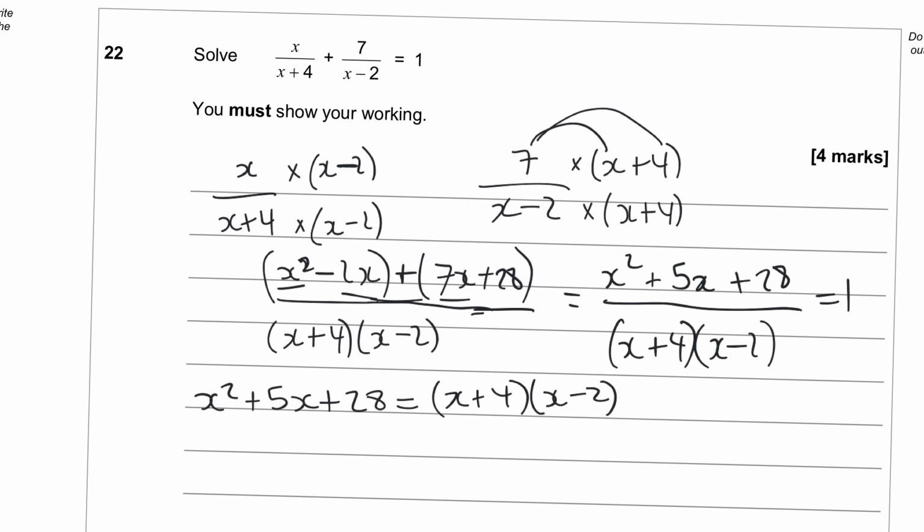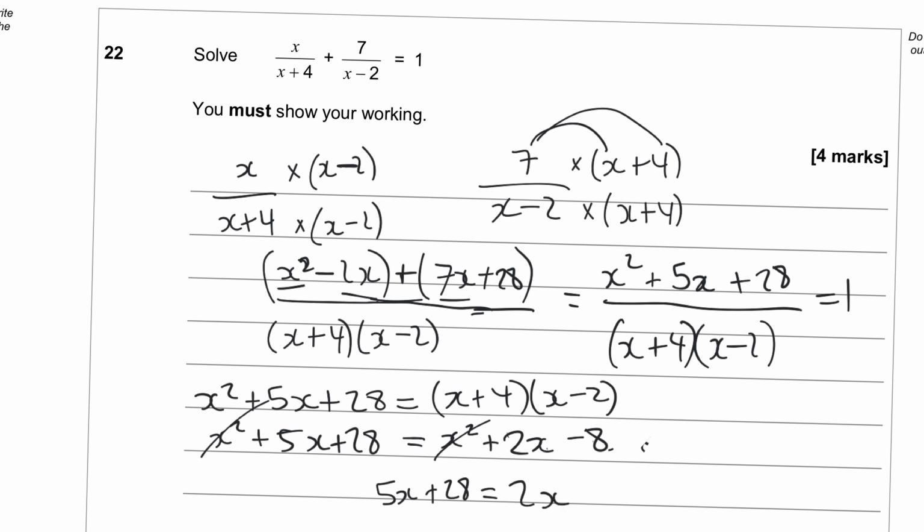Then we can expand all the brackets on the right hand side, which would be x squared plus 4x minus 2x minus 8. But then if you've got plus 4x minus 2x, that's going to leave you with positive 2x. And then we still have the minus 8, equal to the x squared plus 5x plus the 28. And then if we take away x squared from both sides, we're left with 5x plus 28 is equal to 2x minus 8.